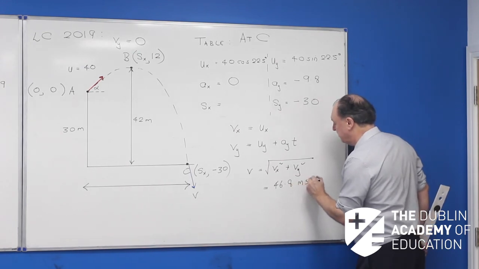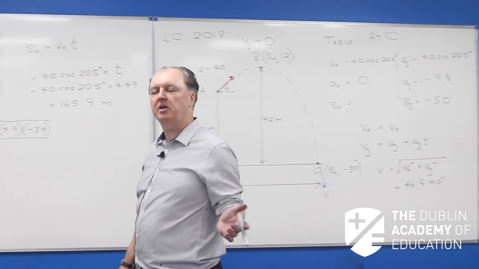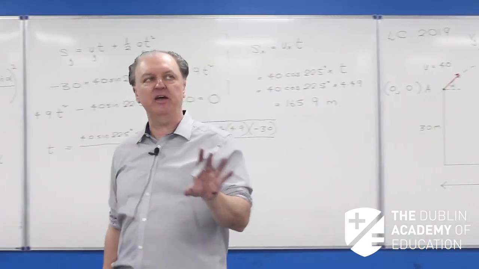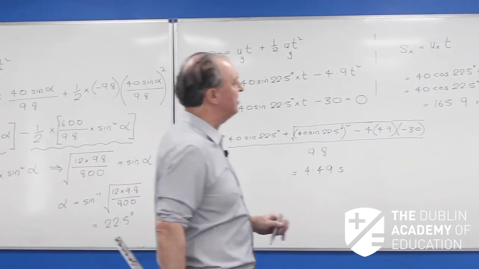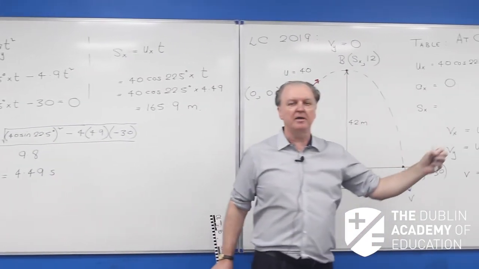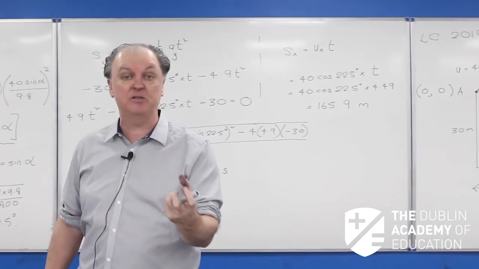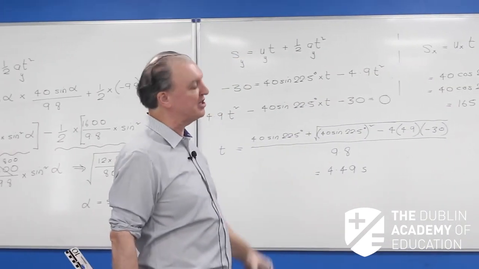meters per second. So you can see the calculations are getting a little bit trickier. But at the end of the day, it's the same thing all the time, isn't it? Set up the diagram, put your table in, and you're just using two equations, s equals ut plus a half at squared, and v is equal to u plus at.